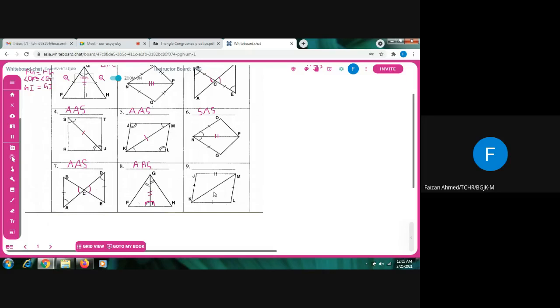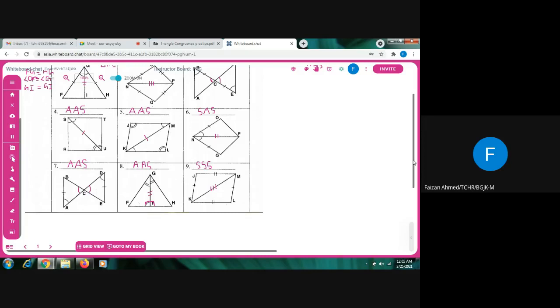In the last figure we can say that this side and this side are equal as it is mentioned in the figure, and these two sides are also equal, and this is the common side between these two triangles, so this will also be equal. So the three sides of this triangle are equal to the three sides of this one, so we can say that these two triangles are congruent, and the basis and the test which is telling us that these two are congruent is side side side.